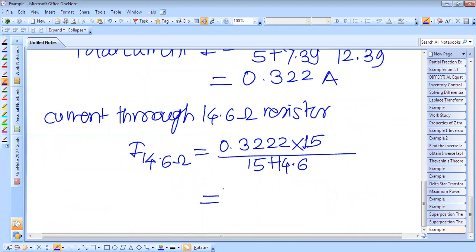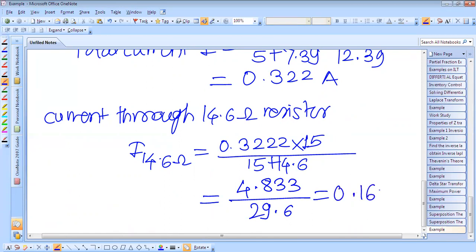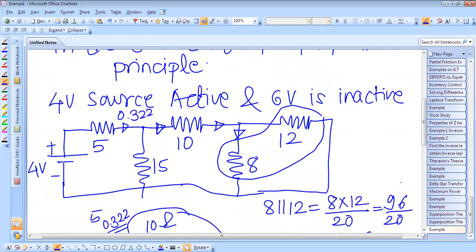And 15 is 4.833 divided by 0.69, and this is 2. We have to find this divided by 0.1632. Yeah, this much of the current is flowing through this branch.